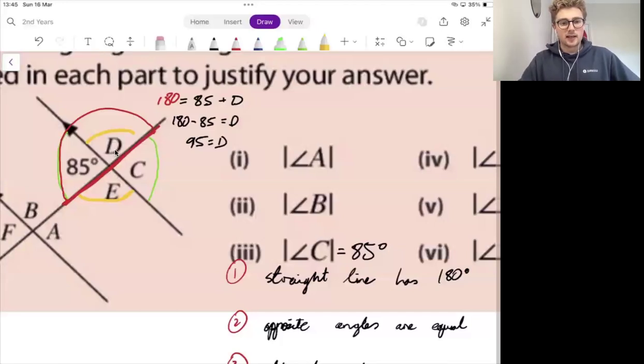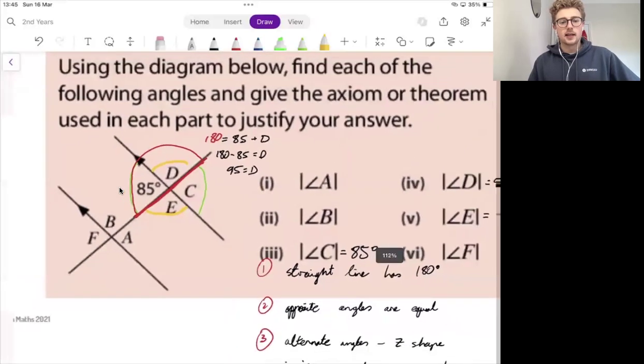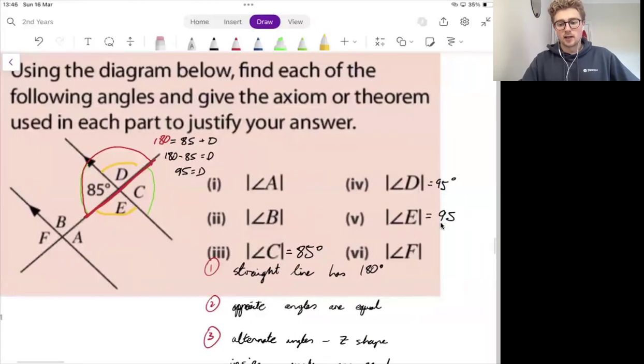So we know the angle D is 95. That must mean that the angle E is also 95 degrees. Does that make sense now? You can say no as well. Okay, cool. Right. So we have C, D, and E.